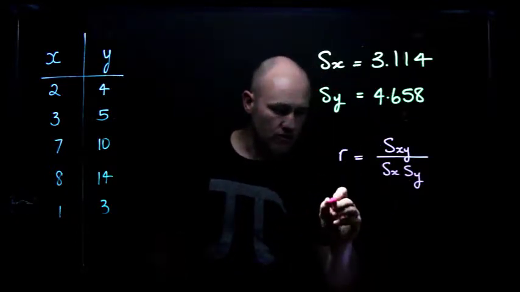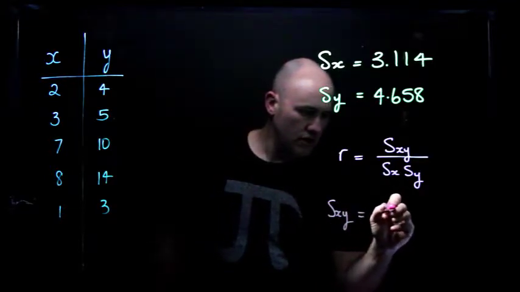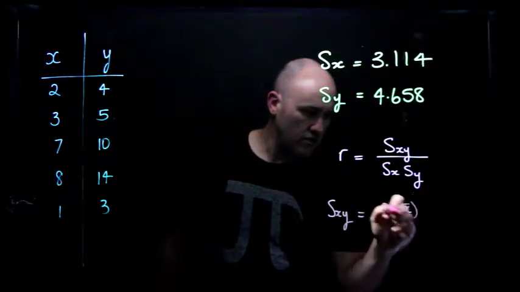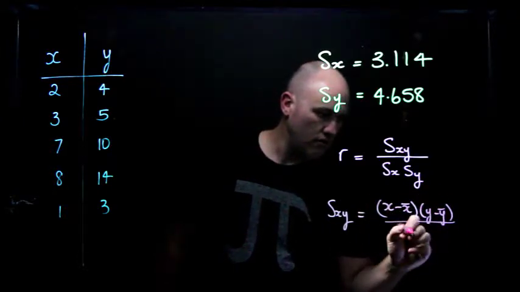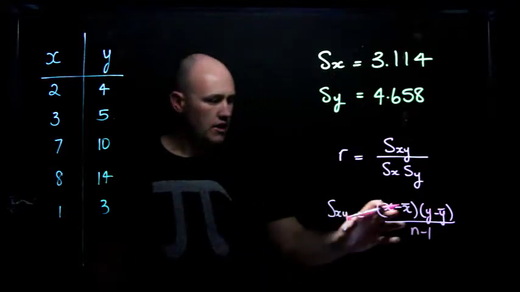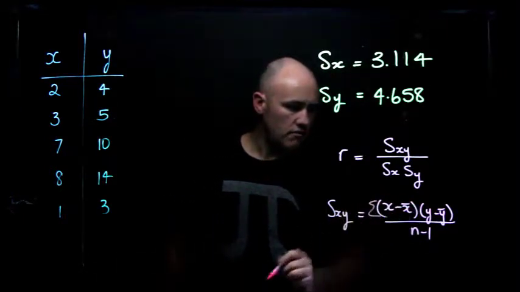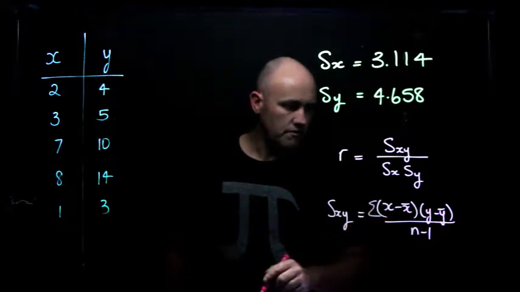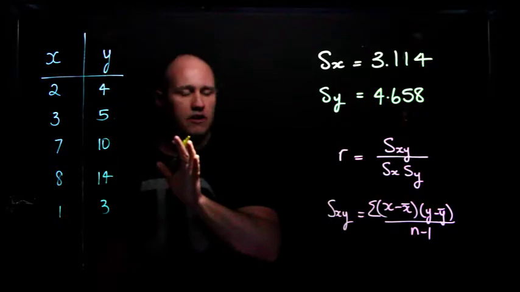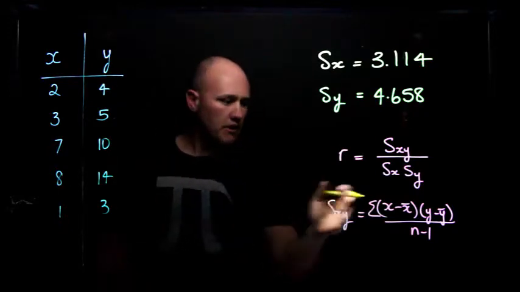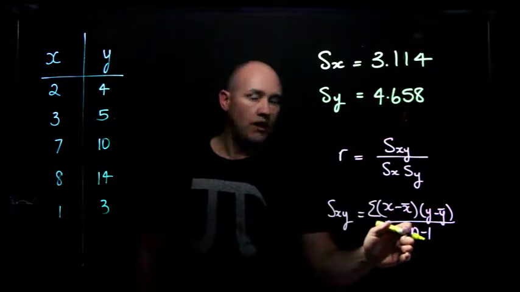So you'll also need to recall that sxy is equal to the sum of x minus x bar times y minus y bar, all over n minus 1. There's a summing symbol there. So I'm going to add some columns onto my table. It's really the easiest way to do things, to build up an understanding of my x minus x bar, y minus y bar, and n minus 1.